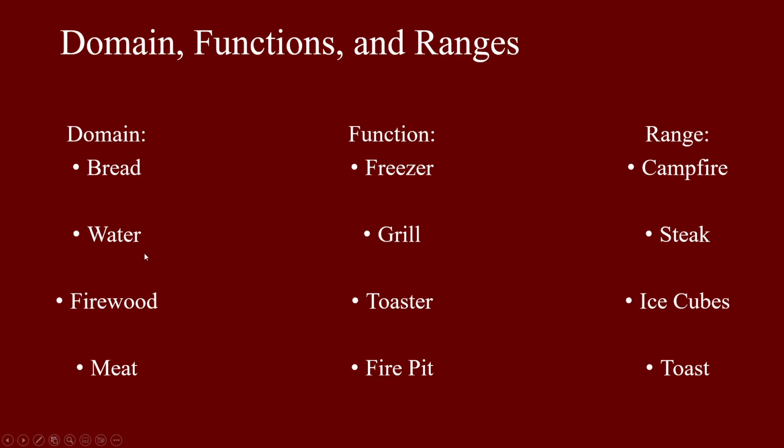Going a bit further, with water, you can put water into a freezer to get ice cubes. In that situation, water is the domain, freezer is the function, and ice cubes would be the range. In this case, we have firewood, fire pit, and a campfire. Firewood is your domain because you put the firewood into the fire pit. Once you put the firewood into the fire pit, you can make a campfire, so that would be the range. And then meat, grill, and then steak. You take meat and you put it into a grill, and then you get the steak. So domain, function, range, pretty straightforward.